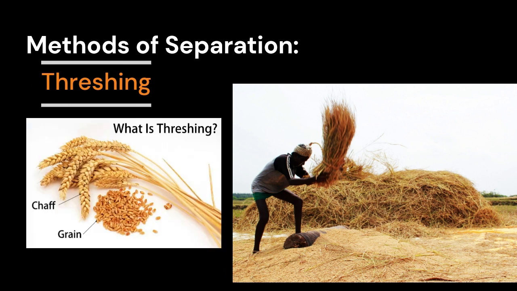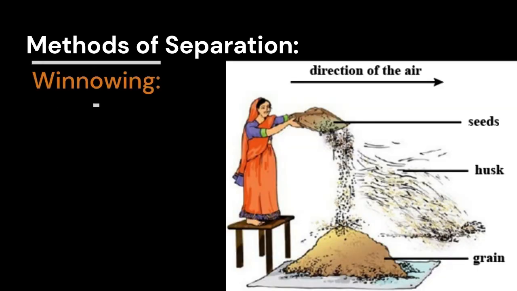Threshing is a method used to separate grain seeds from stalks. It is commonly used in agriculture. After harvesting crops like wheat or paddy, the stalks are beaten or threshed to free the grain seeds from them. The third method of separation is winnowing.